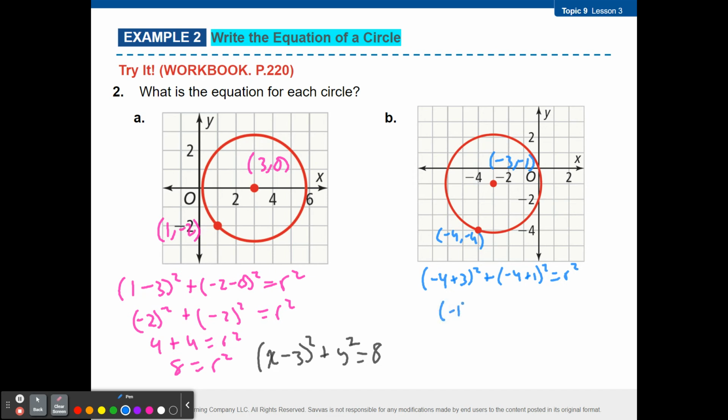This leaves me with negative 1 squared plus, this would be negative 3 squared. So this will be 1 plus 9 equals r squared. So we get r squared is 10, which means the radius is the square root of 10. So our final answer should be x plus 3 squared plus y plus 1 squared equals 10. Questions on that?